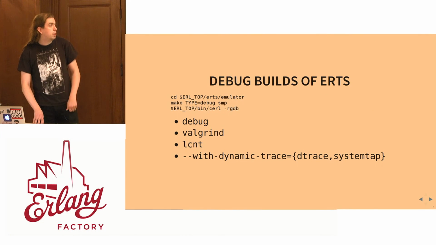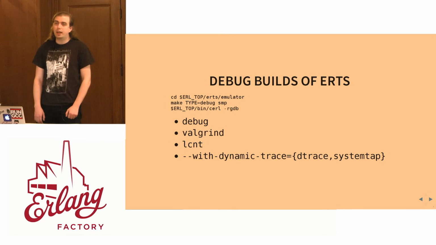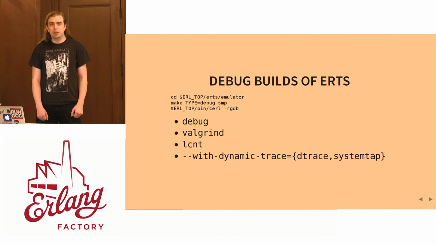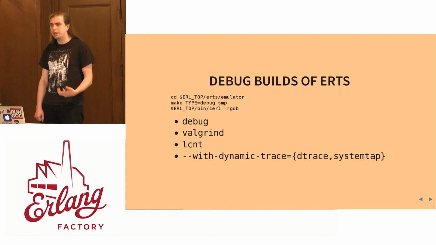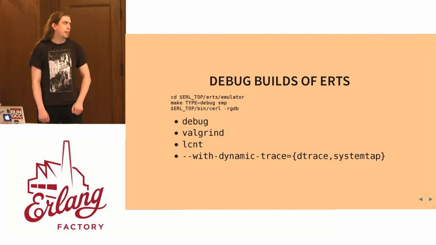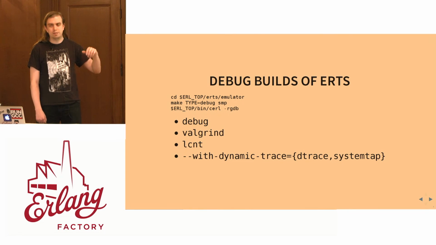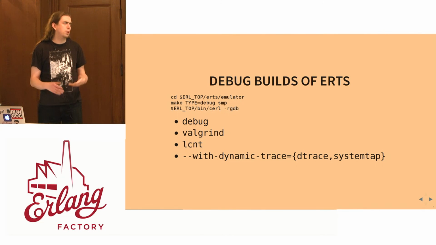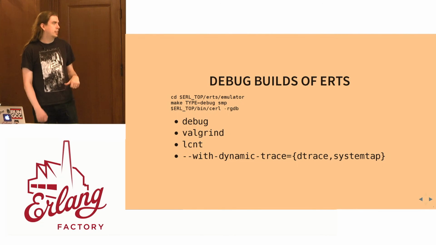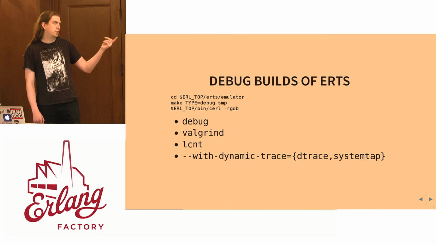But there are debug builds of the runtime system, and this is a really handy thing. If you've been maintaining and debugging NIFs for a while, you're probably quite familiar with this, but finding out about it, because it's not extremely well documented, I feel, was a boon to me. You have to go into the ERTS emulator directory of OTP, and then you make with type equals whatever, and then your flavor, which can be SMP or normal, I think. You get special builds of the beam, and you have to use this erl script to invoke them.